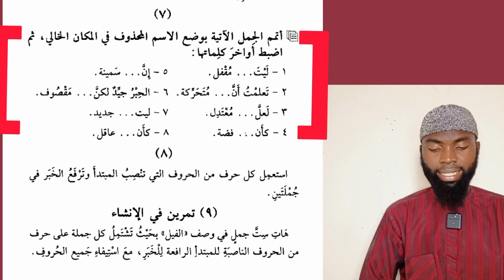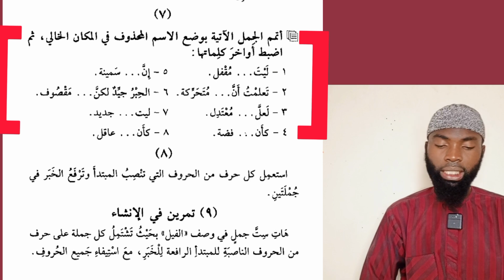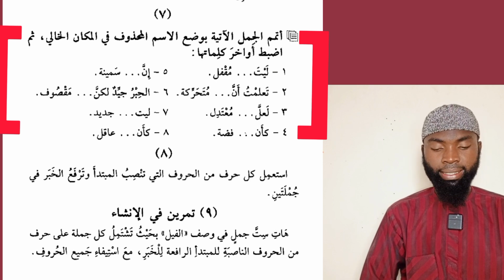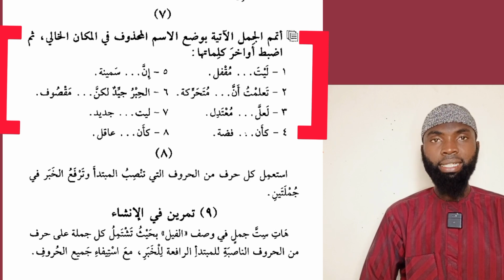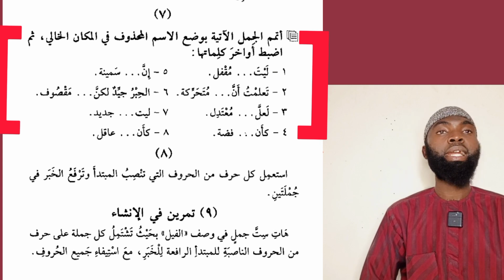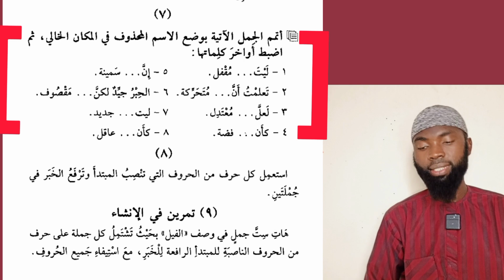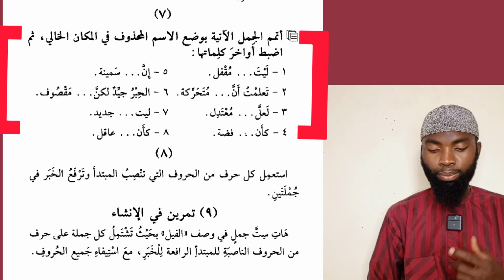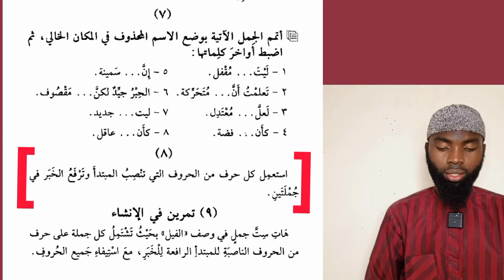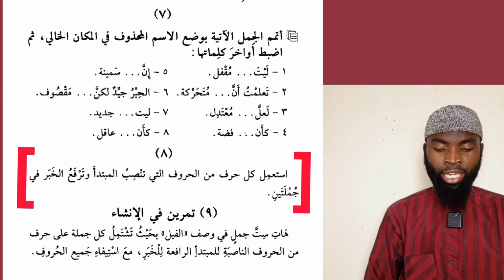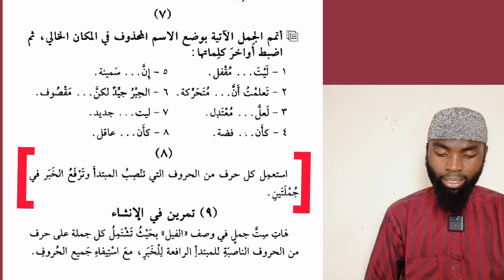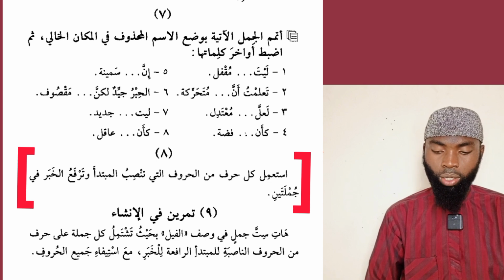Al-hibru, that is the writer is good, but the pen is sharpened. Number 7, we have layta dash jadidun. What do we say? Layta al-kitaba jadidun, which the book is new. Lastly, ka'anna dash akilun, as if this is sensible. We can say ka'anna al-ghanama akilun, as if the ram is sensible. Tamrin al-thami, that's number 8. The instruction says istamil kull harf min al-huruf al-atiya min al-huruf allati tansibu al-mubtada wa tarfa'u al-khabar fi jumlatayn.